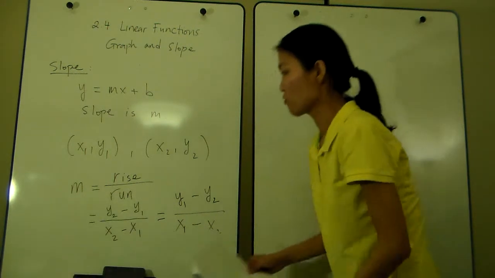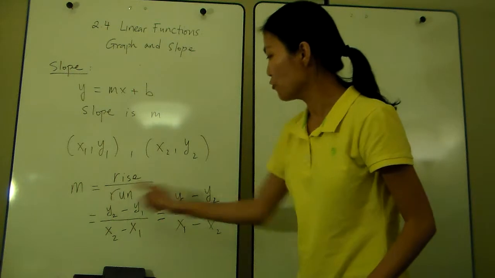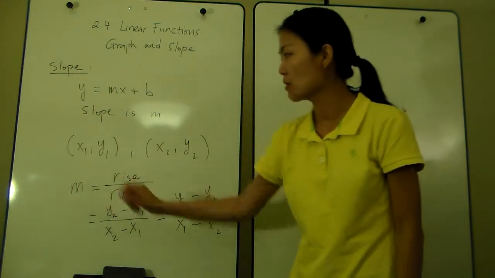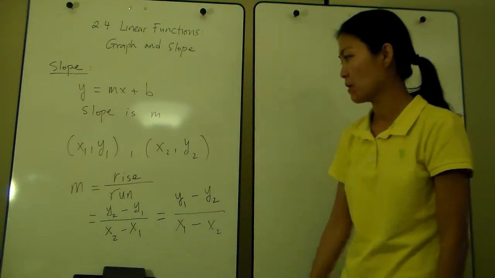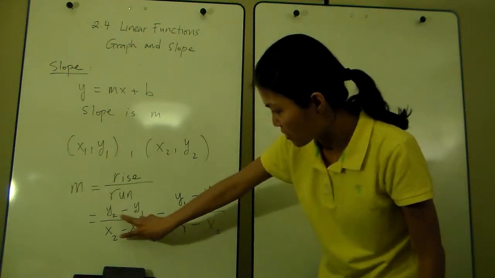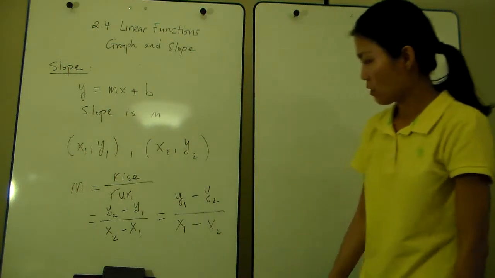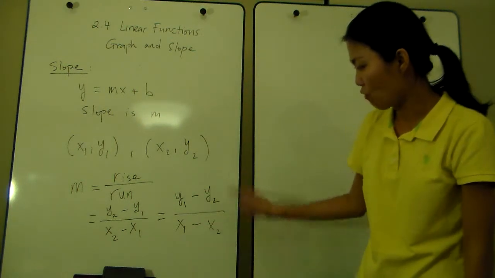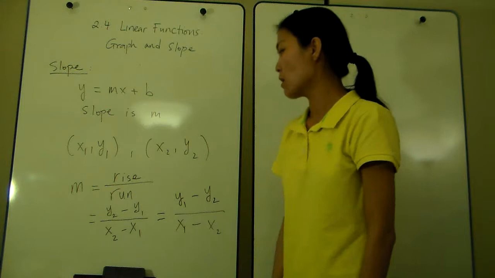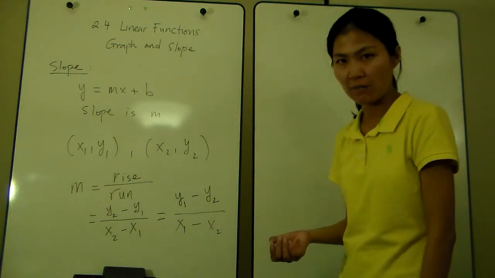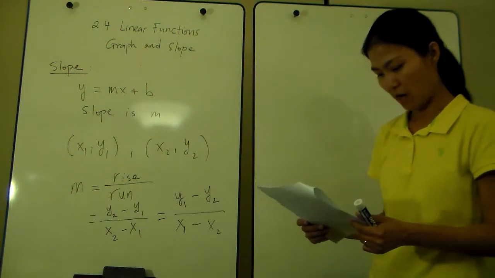Okay, so you can use either one of these two formulas and you should get the same slope value of m. Okay, but make sure the subscripts are consistent, 2 over 2, 1 over 1, or 1 over 1, 2 over 2. If you switch the order, you will get the wrong answer for slope. So be careful with that.